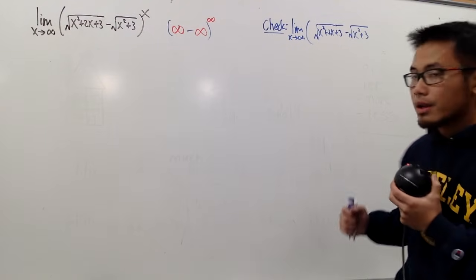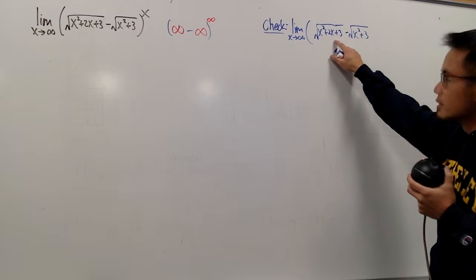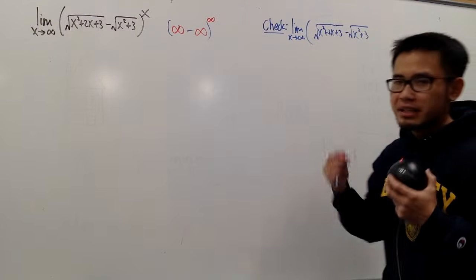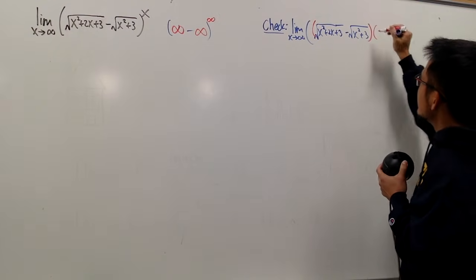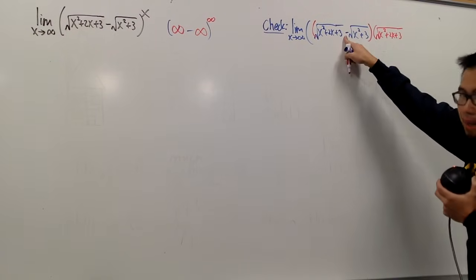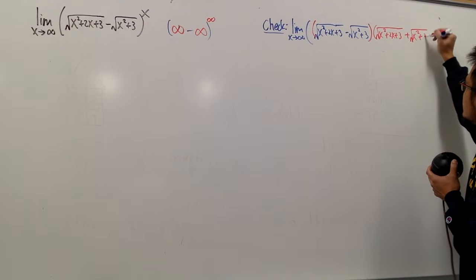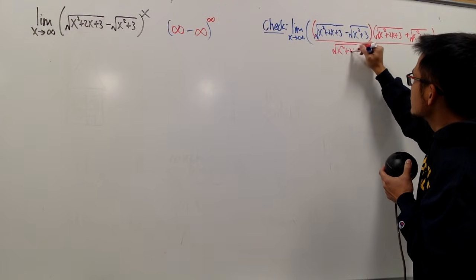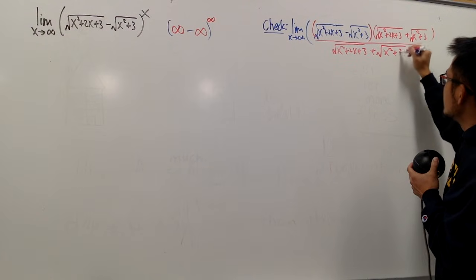What can we do now? Don't forget, we have to make our algebra teacher proud, right? Whenever we are talking about square roots, we should think about its conjugate. So in this case, why don't we just multiply the top and bottom by its conjugate to see what we get? I'm going to multiply the top by the square root of x squared plus 2x plus 3, and then I'll change the minus to a plus, and then the other term, which is the square root of x squared plus 3, and then we'll divide it by this, of course. Namely, the square root of x squared plus 2x plus 3, and then plus the square root of x squared plus 3.